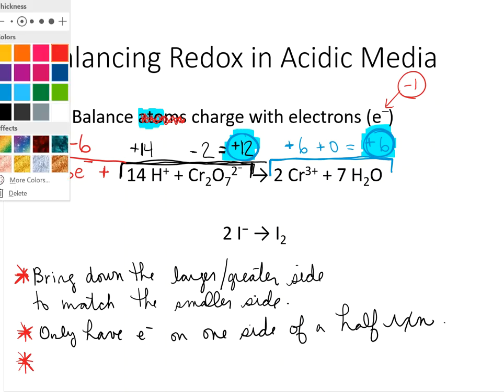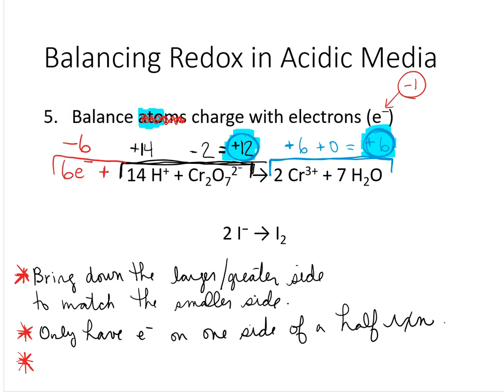Okay, so looking at our second one here, 2 iodide. Overall, the charge in our reactants is -2. Overall, the charge in our products is 0. You bring down the greater side. The greater side in this case is 0. Bring down the greater side by adding enough electrons to match the lower side. So now that we added in those 2 electrons, 0 minus 2 equals -2. -2 matches -2.